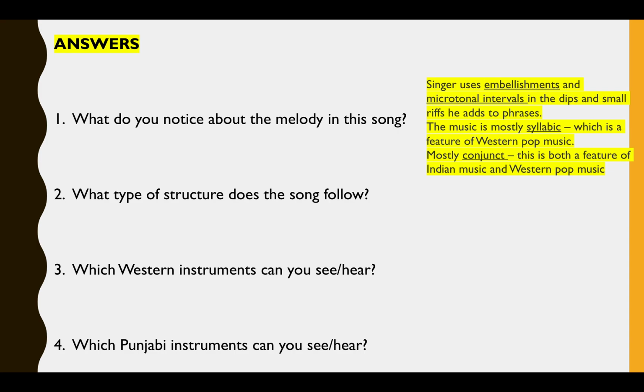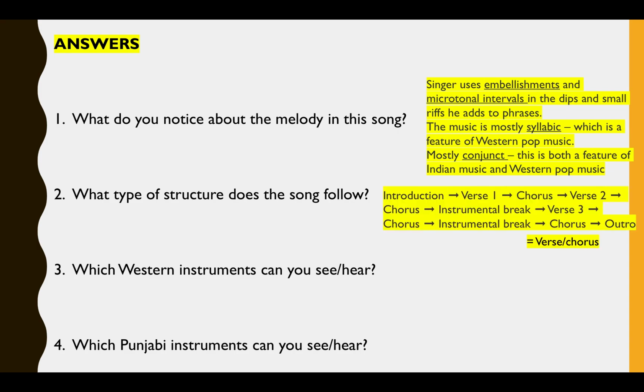What type of structure does the song follow? These are the different sections that I've heard when I listen to it, and this makes verse-chorus form. The instruments, when I watched the music video, these are the Western instruments that I could see and hear. Maybe you heard a couple of extra ones that you also added, but those are the main ones that I could see and hear in the video. And backing singers as well, we know is a feature of Western pop music.